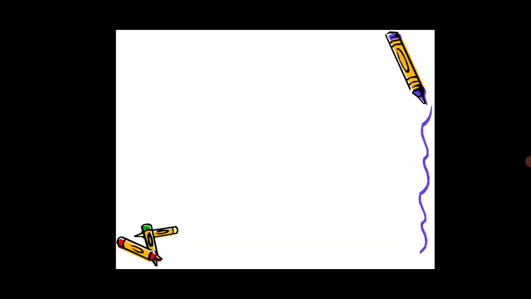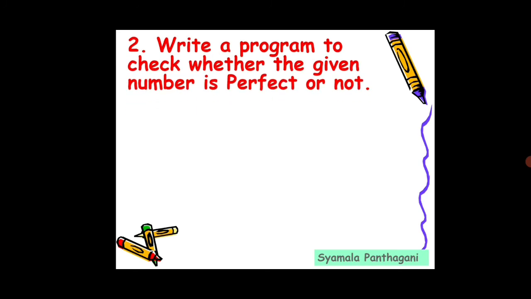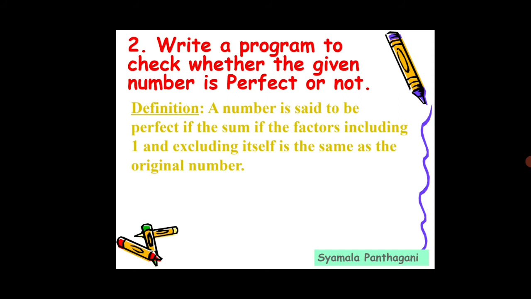Now come to the next program, that is the second one, perfect number. Write a program to check whether the given number is perfect or not. What is a perfect number? The definition is here. A number is said to be perfect if the sum of the factors including 1 and excluding itself is the same as the original number.